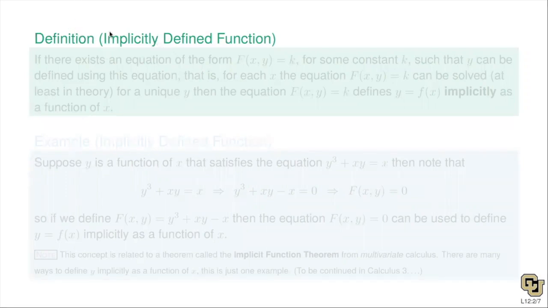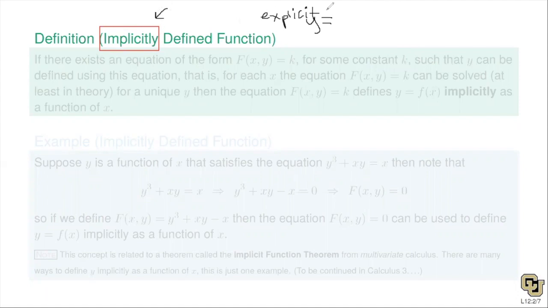And I want you to contrast the word implicitly with the word explicitly. So what's an explicitly defined function? It would be a function where y is by itself already on one side. So here, this would be an explicit. And when we're given a definition of a function where it's not explicit, where you don't have the y just by itself on one side, then that's called implicit.